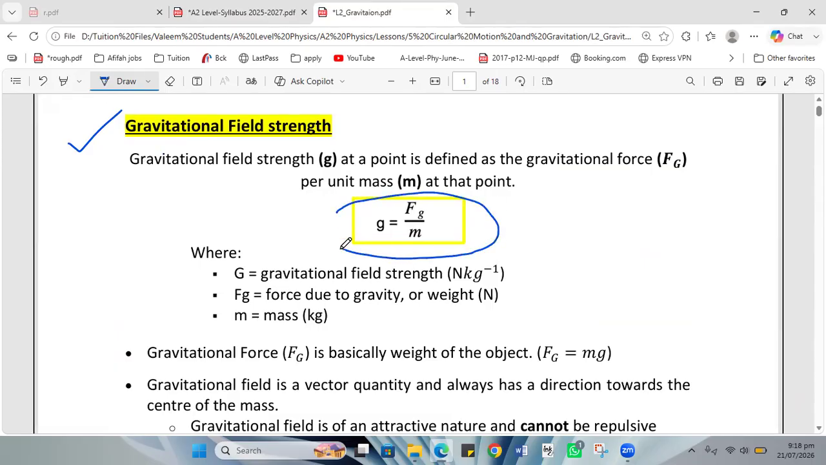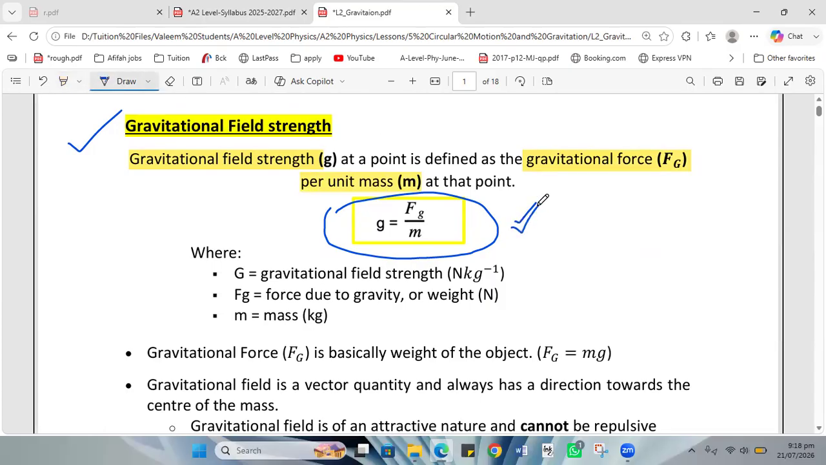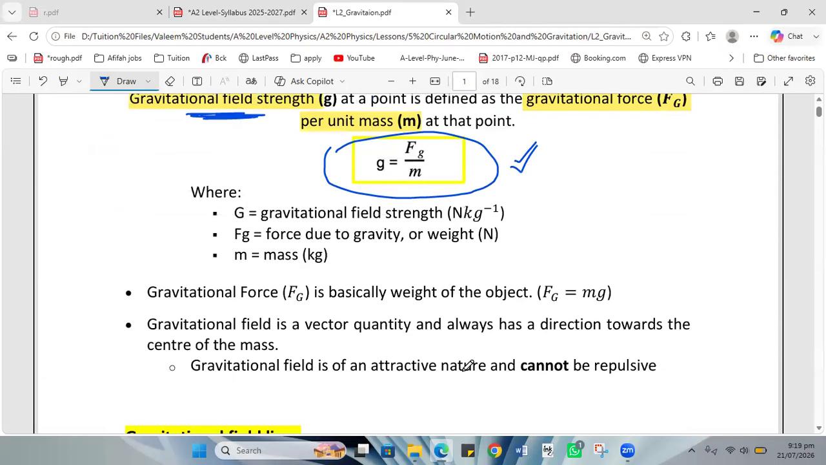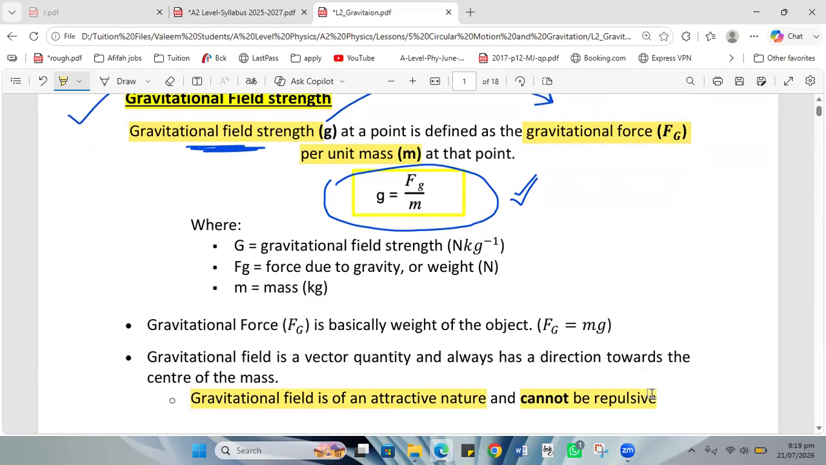This is the basic formula for gravitational field strength, small g. Gravitational field strength is simply defined as gravitational force per unit mass. This is the fundamental formula for gravitational field strength, which is also used as the definition. It is the gravitational force per unit mass. All right. Next, gravitational field is attractive in nature and cannot be repulsive. Gravitational field is an attractive force always, right?